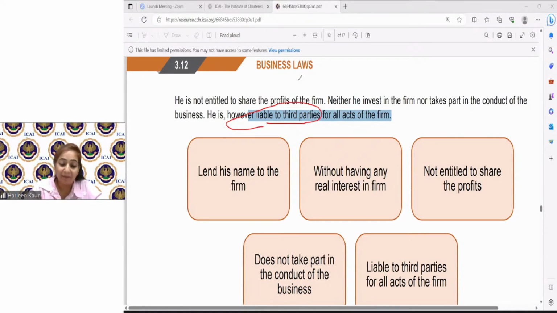If yes, why? Because people trust him and buy goods. Very nice. Excellent. It is because of his reputation that they're getting business. People are giving credit on the trust of the nominal partner. Very beautiful answers, students. I'm super proud of you.